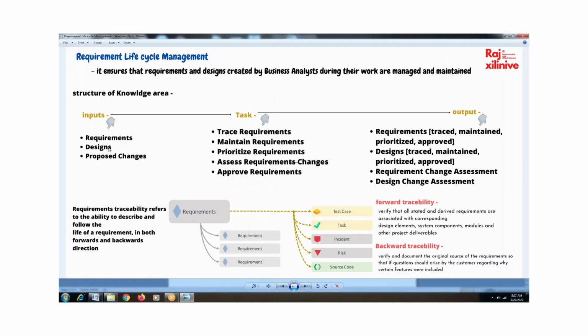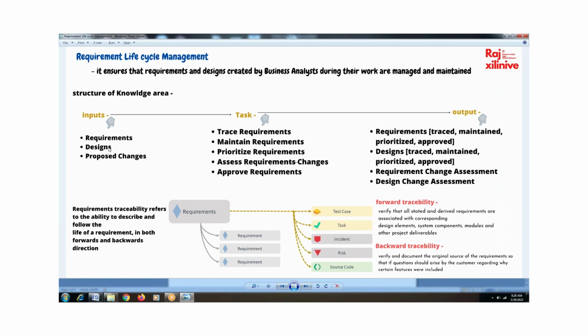Next, designs. Designs means the high level design of the application and the low level design. High level design means how it looks externally, what the final thing is that we want to know. At the same time, we must know about the proposed changes, meaning the different changes we have identified. All these things come under the inputs, meaning if you want to understand or manage the tasks of requirements lifecycle management, we must know all these.